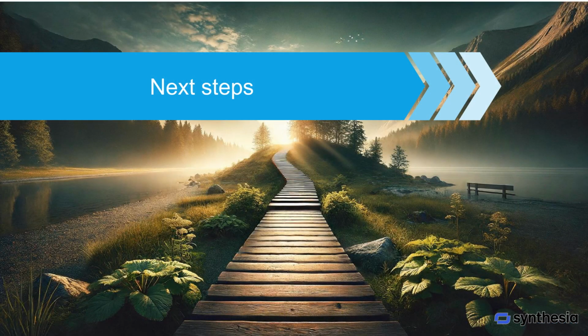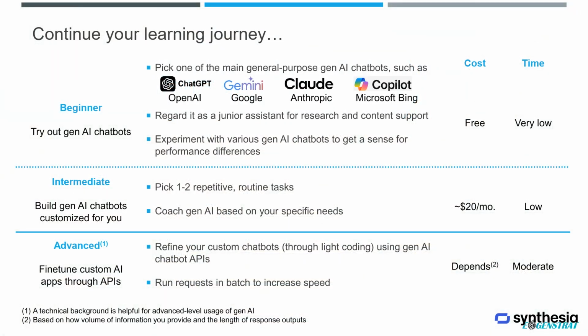All right, let's wrap up so you can go experiment and learn. Today, we covered the first row as a beginner in using Gen AI. The next step is for you to build Gen AI chatbots customized for you. Don't be daunted by this. First, pick a routine task you want help with. Then it's simply writing a good, detailed prompt and saving it in the memory of the Gen AI tool so that it remembers your specific context and instructions.